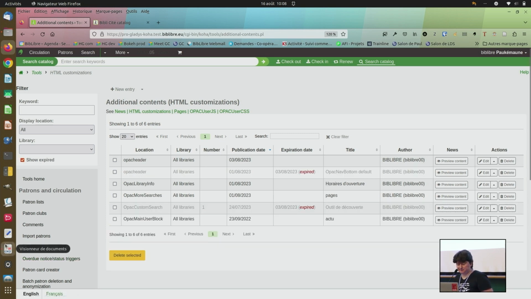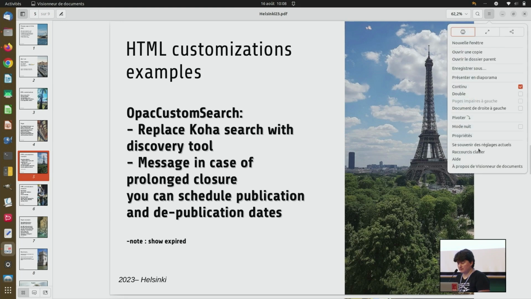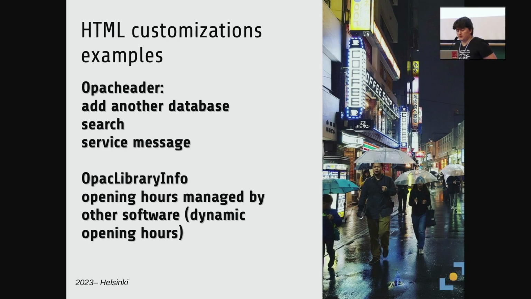So, another example. Oh, sorry, I'm not in. I go to the, just we can use OPAC header. This time not to change the search, but not to replace the search. Sorry, but to add another search. We can have a service message.